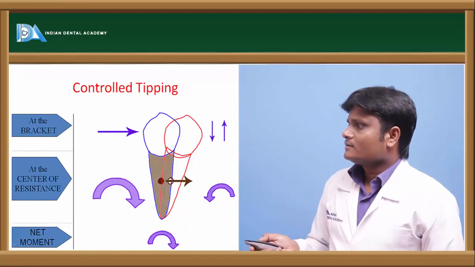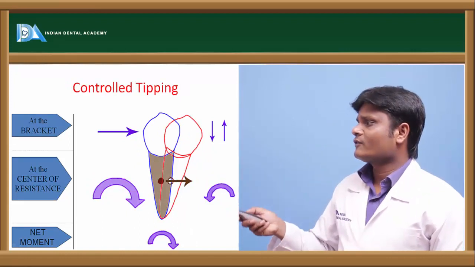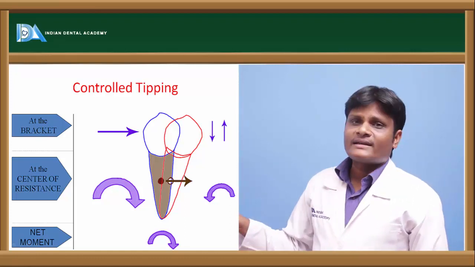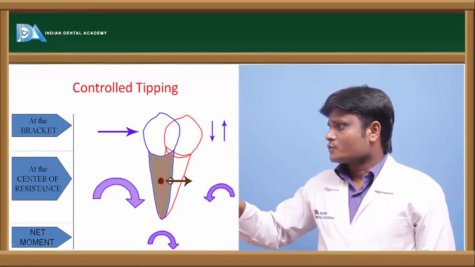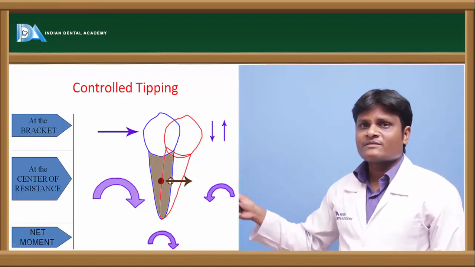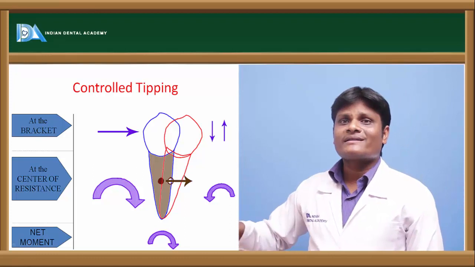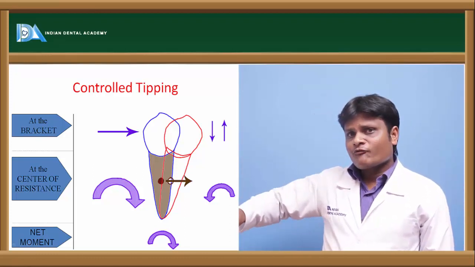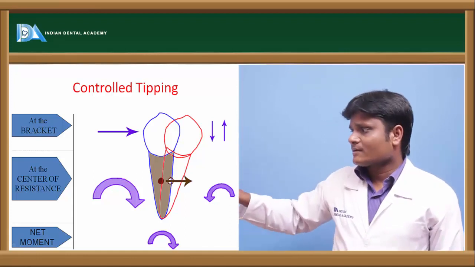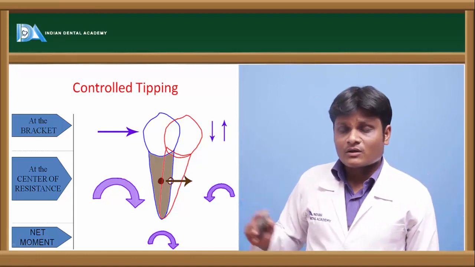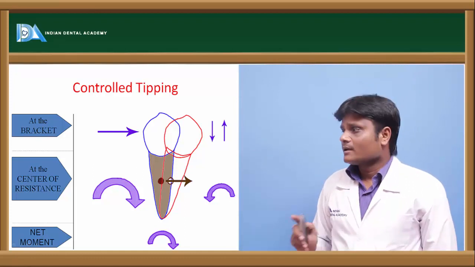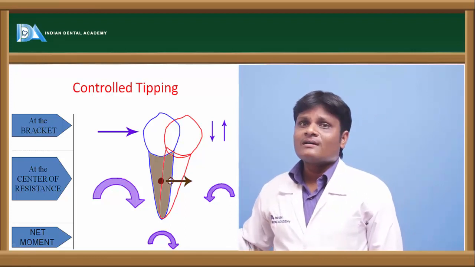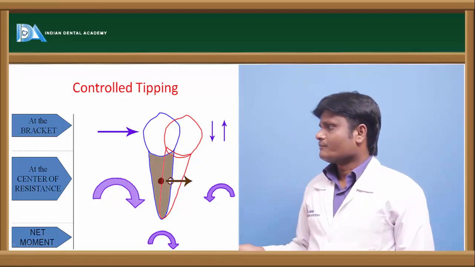Now, here we have a force acting at the level of crown creating a clockwise moment, whereas a counter moment is being created due to the arch wire. So the net effect will be the difference between the moment created by force and the counter moment created by the arch wire in the bracket. If the moment created by force is more than the counter moment created by the arch wire in the bracket, then the crown of the tooth will move in the direction of force, keeping the root in a relatively stable position.